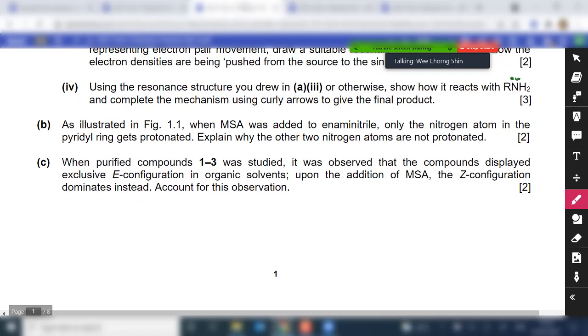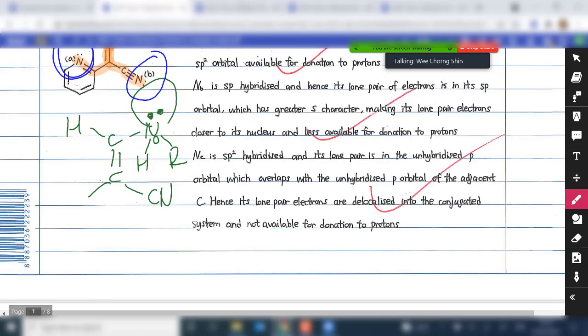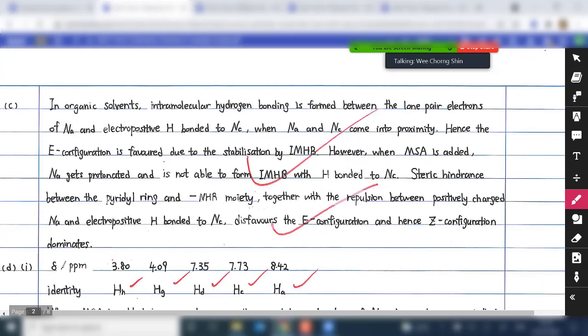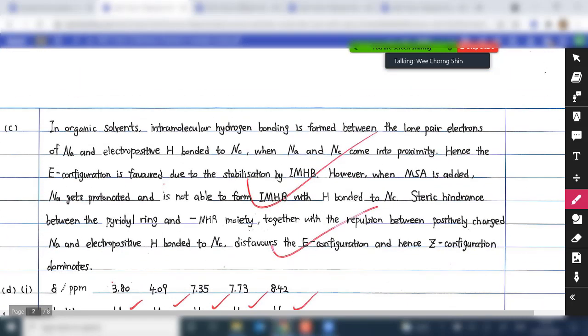What is this? When the purified compound was studied, it was observed that the compound displayed exclusive E. Then, when I added the methyl sulfonic acid, the Z configuration dominates. Explain the observation. So, you know that it has got to do with the intramolecular hydrogen bonding.